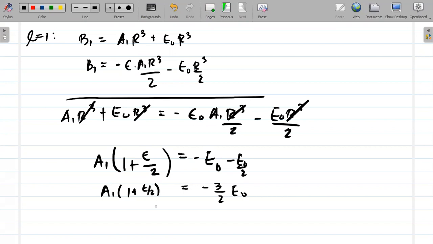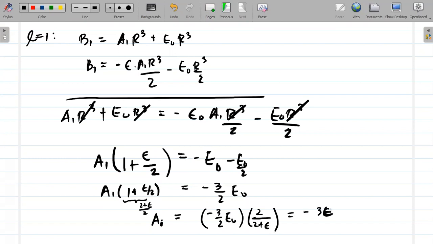So, balik class ang A1 natin. That is equal to negative... No, class, saan equal to? That is 2 plus epsilon over 2. Diba? So, bali, A1 is negative 3 halves E naught times 2 over 2 plus epsilon. Now, this is equal to negative 3 E naught over 2 plus epsilon. That is your A1.